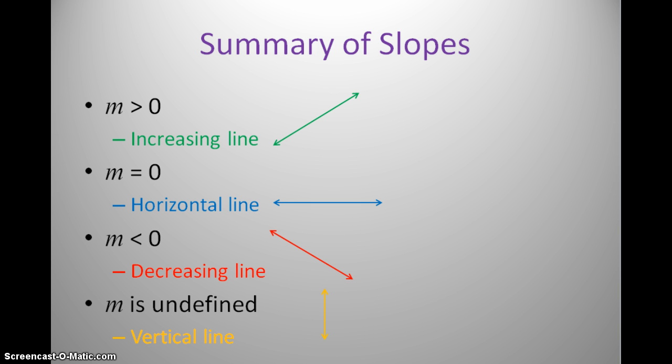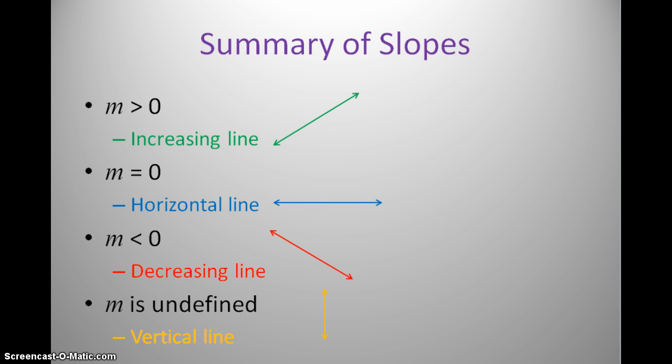The next case is when you have a slope that is equal to 0. That gives you a horizontal line, which is not inclined in either direction. In fraction form, the numerator of the formula will be 0. The third case is when the slope is negative or less than 0, and that will result in a decreasing line that goes downhill from left to right.